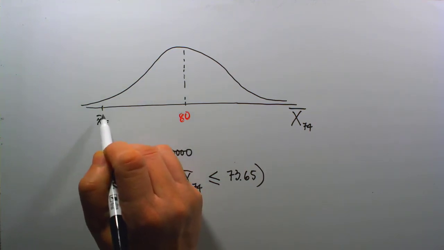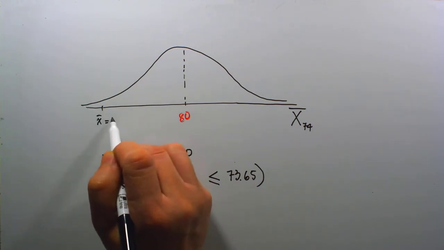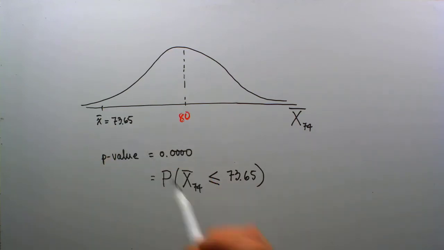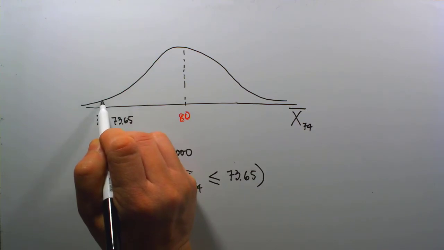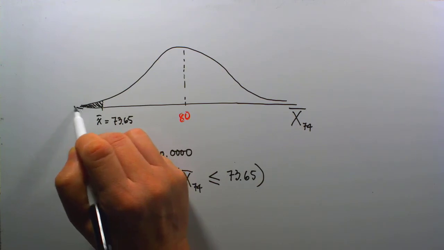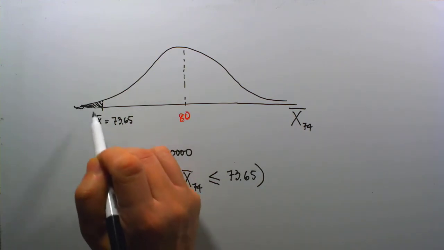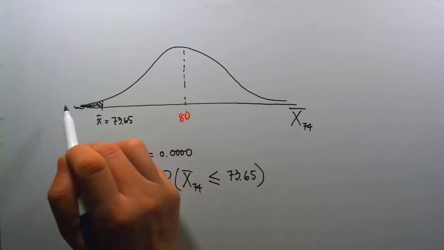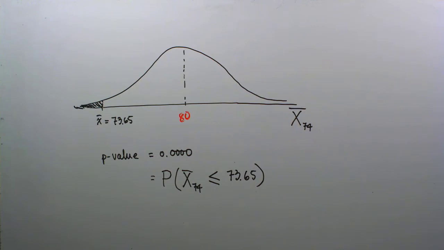This is where our sample mean value is. It could be there, 73.65, somewhere to the left hand side of 80, but this probability problem is graphically represented as the area, and now I'm using black ink right here. The p-value is, in other words, graphically the black area shaded to the left of our sample mean value.